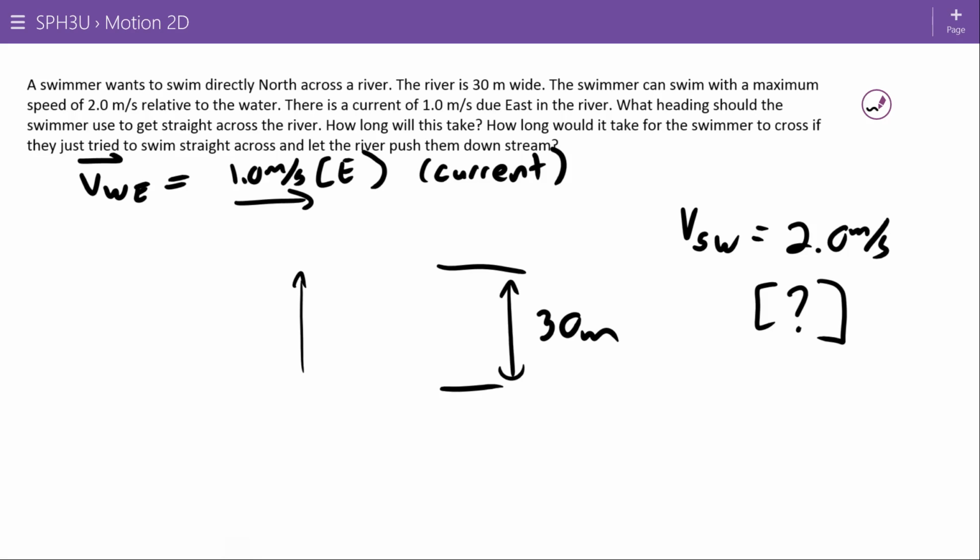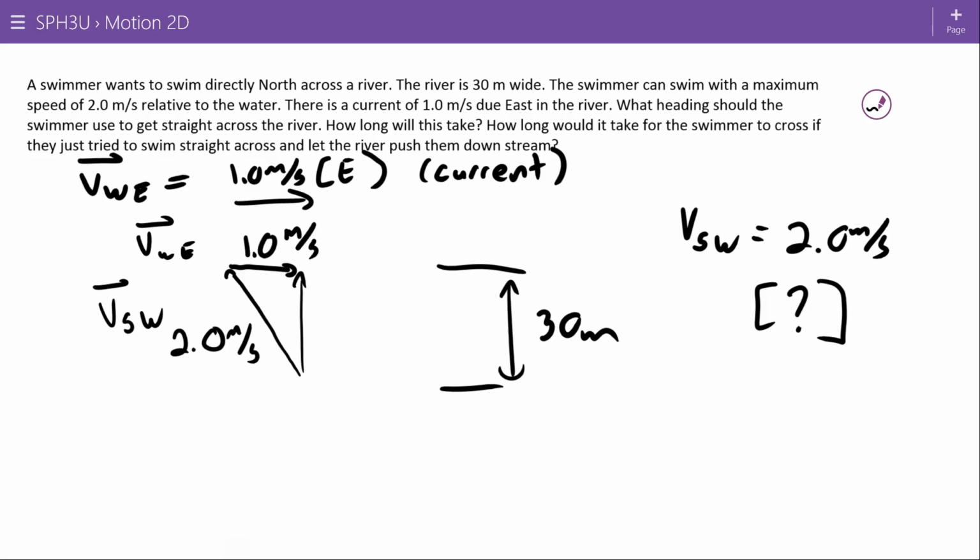So, again, conceptually, you can think about this. If you want to get going straight across, you're going to need to swim upstream a little bit and let the current push you downstream. If you can swim at 2.0 meters per second and the current's going to push you back at 1.0 meters per second. This is the velocity of the swimmer relative to the water. This is the velocity of the water relative to the earth. Then we can see here we have the velocity of the swimmer relative to the earth.